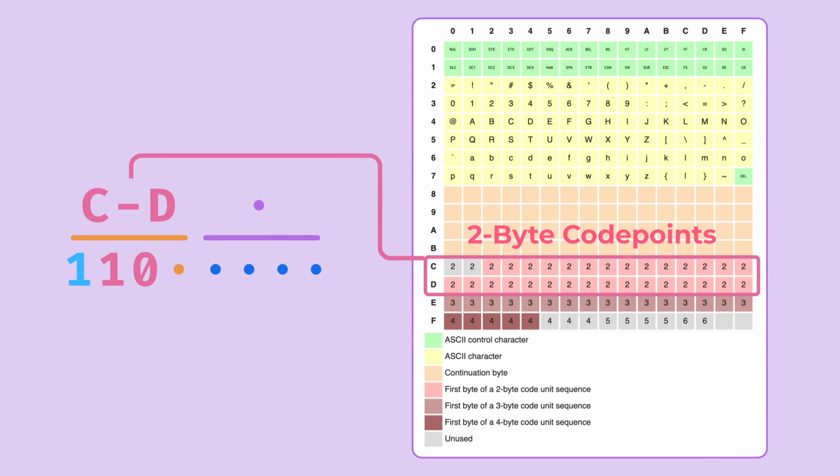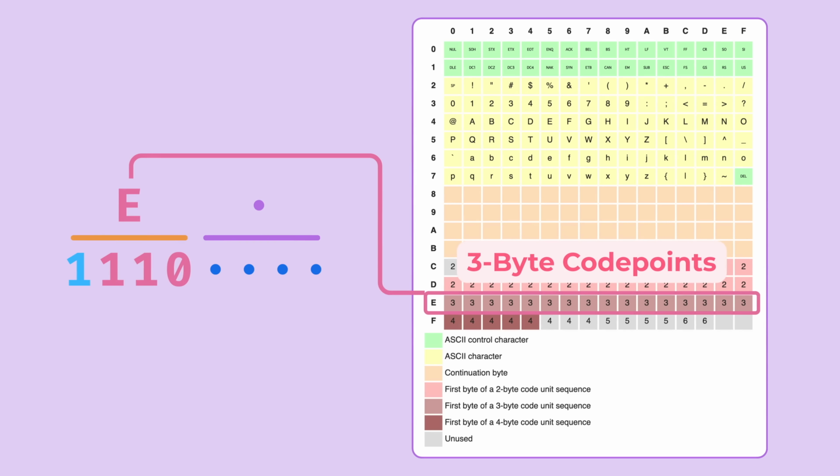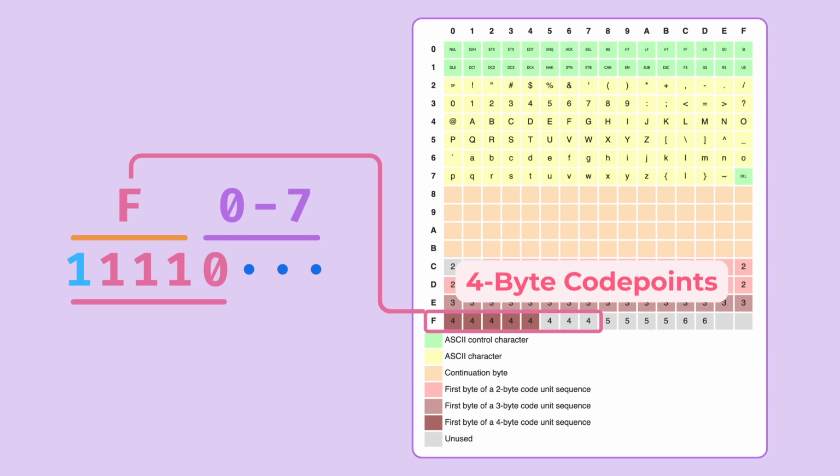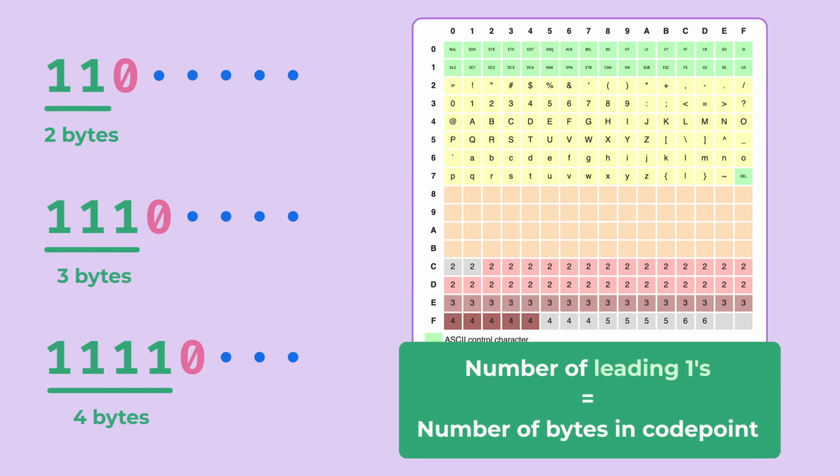That corresponds to this range here. 3-byte code points start with 1, 1, 1, 0, and that corresponds to this range here. 4-byte code points start with 1, 1, 1, 1, 0. Starting to see a pattern? That's right. For any non-ASCII code point in UTF-8, the number of leading 1s in the binary representation corresponds to how many bytes there are. 2 1s for a 2-byte code point, 3 1s for 3 bytes, 4 1s for 4 bytes.